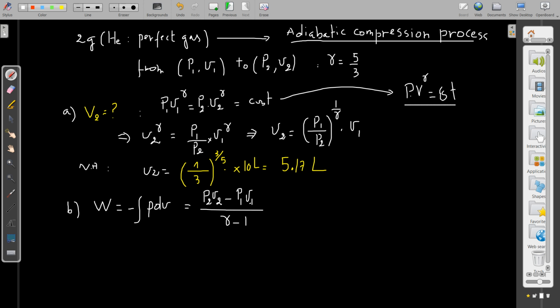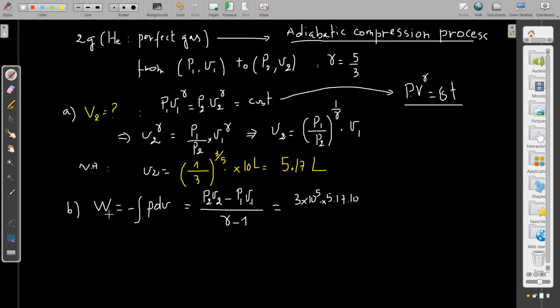All right, this is one result. So you have this expression: P2 V2 minus P1 V1 over gamma minus 1. You have everything. P2 is equal to 3 bars, so 3 multiplied by 10 to the power of 5. The volume V2 is equal to 5.17 liters. So you convert it to cubic meters.